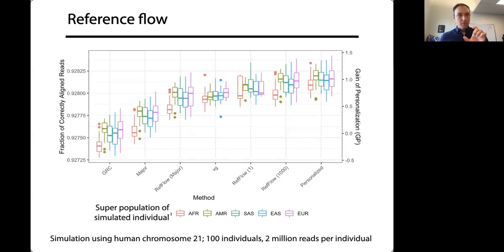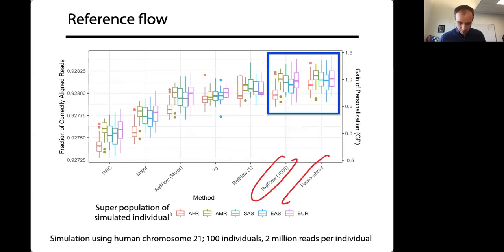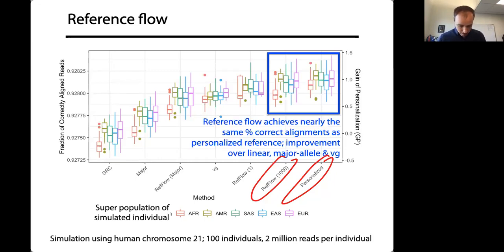Let me just show you a couple of results, and I'll do it quick. Let me call your attention just to these two groupings of box plots here. What these are showing you, again, on the vertical axis, like before, is a measure of what fraction of the reads have been correctly aligned. And I'm showing you this for 2 different approaches. One of them is the approach I just described. And then the other is, again, a personalized sort of ideal reference genome that has exactly the variation belonging to the particular person simulated from. So we presumably can't do better than that. And you can see they're quite close, right? So they're quite close on alignment accuracy. So reference flow achieves nearly the same percent correct as personalized.